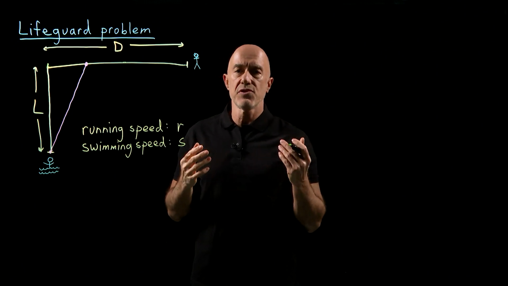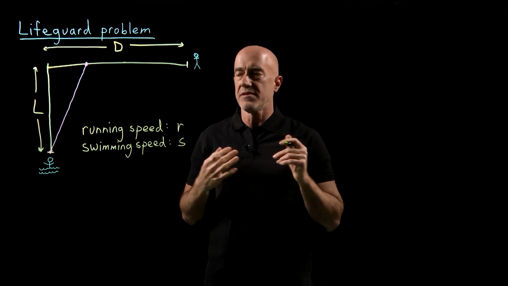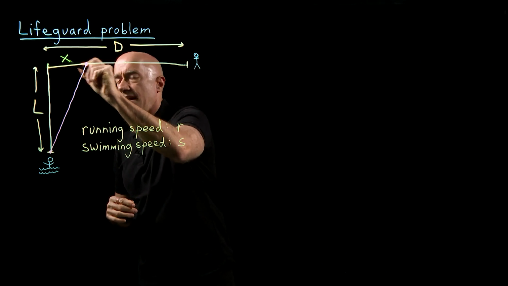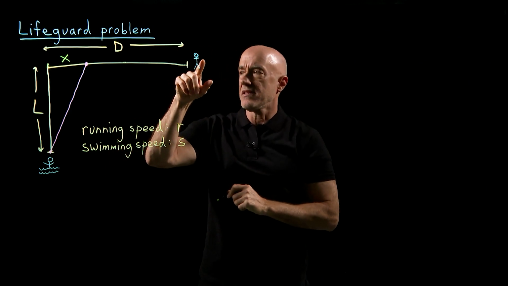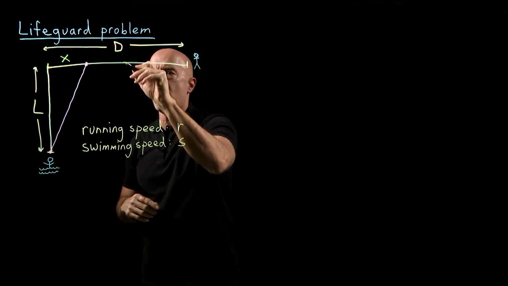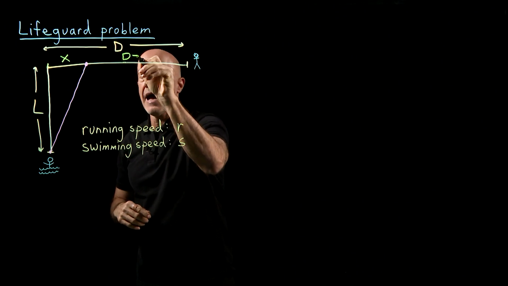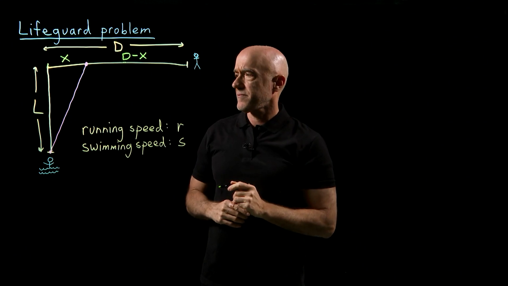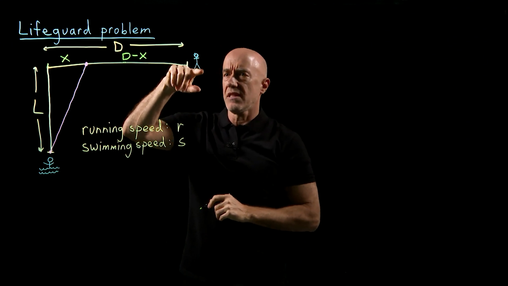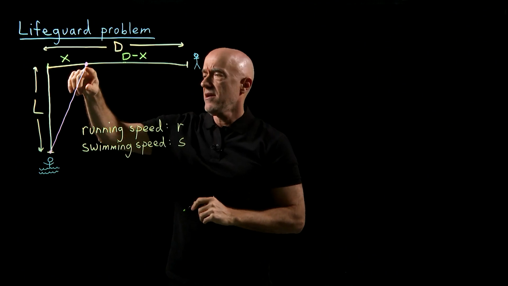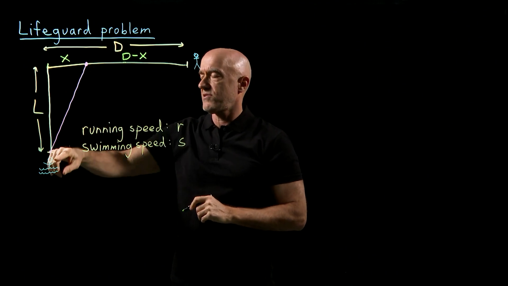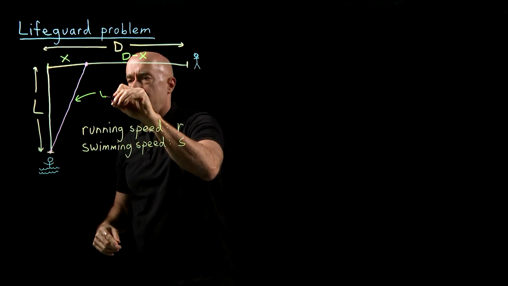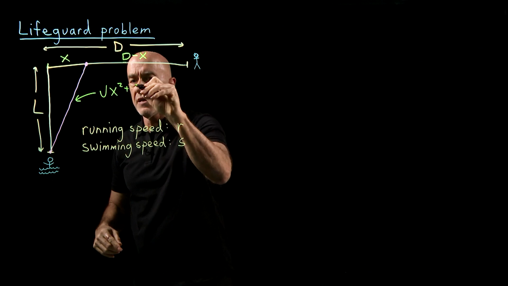So we need to introduce unknowns into this problem that we want to solve for. I choose to let this distance here be x, and then the distance that the lifeguard needs to run along the shore would be D minus x. That makes the algebra a little bit easier. So the distance the lifeguard runs is D minus x. We also need the distance the lifeguard swims. That's the hypotenuse of this right triangle. So that's the square root of x squared plus L squared.